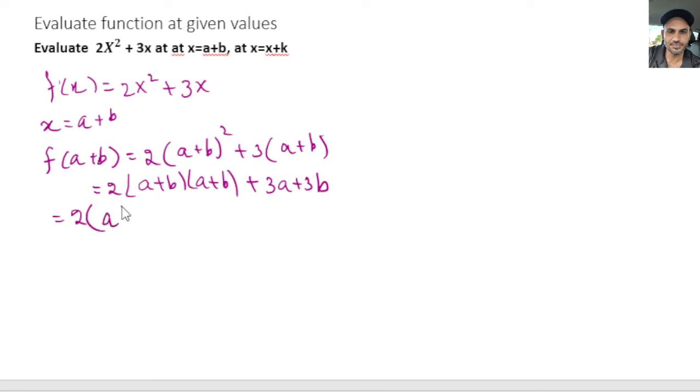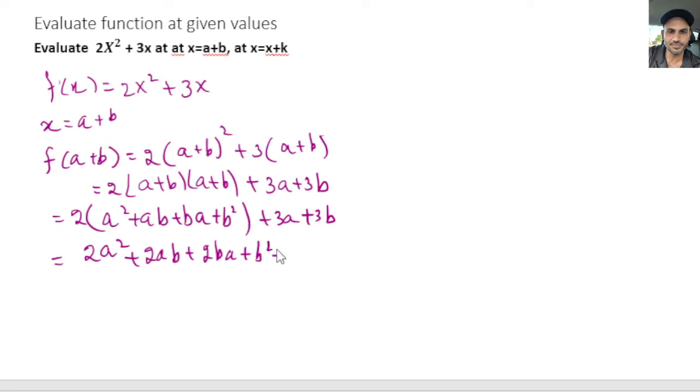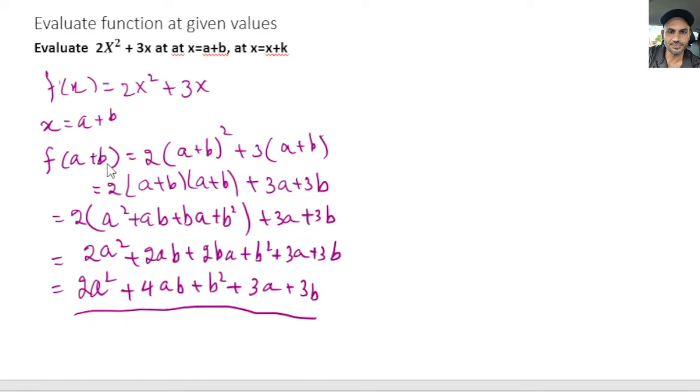Now we're going to simplify this part. So we have a squared plus ab plus ba plus b squared plus 3a plus 3b right here. And we had to distribute this 2 inside. We have 2a squared, and this ba and ab are the same, so it's 2ab plus 2ba plus b squared plus 3a plus 3b. And then simplify this: 2a squared, and this 2ab and 2ba are the same, so that's equal to 4ab plus b squared plus 3a plus 3b. Okay, so this is the final value of this function when we substitute a plus b for our x in this function right here.